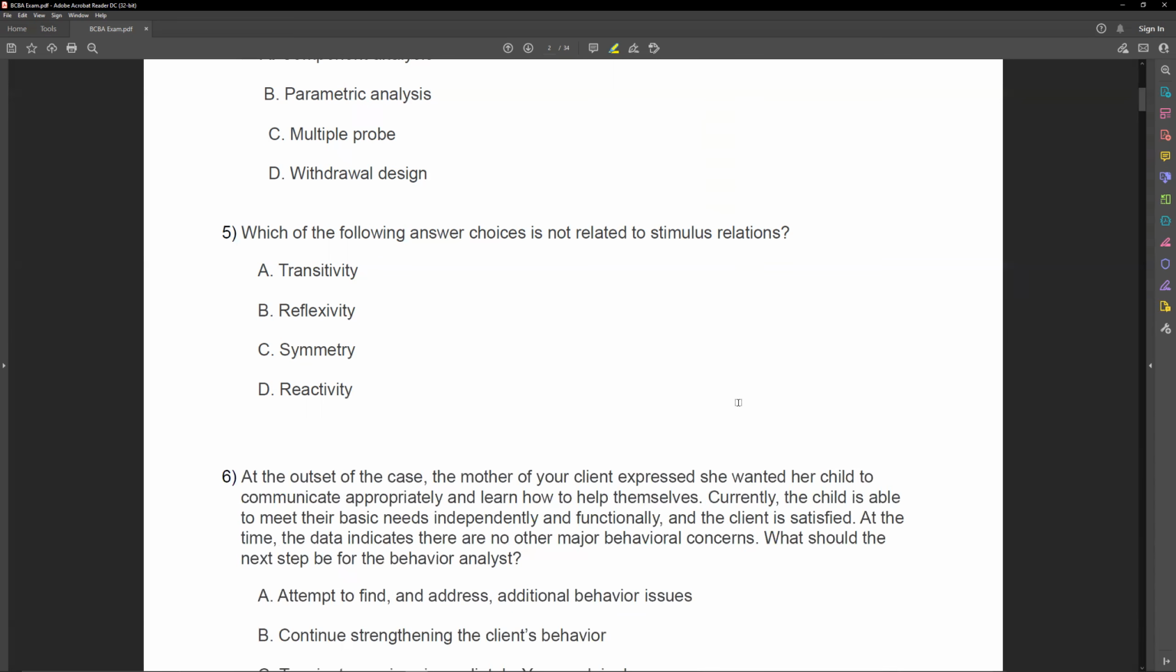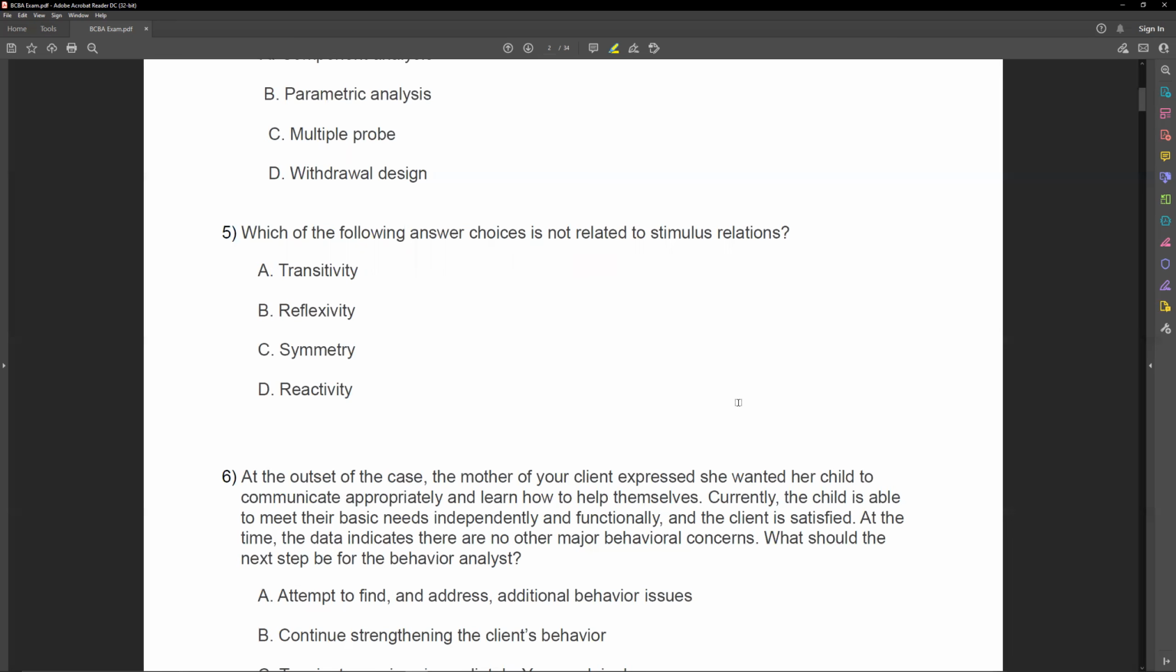Which of the following answer choices is not related to stimulus relations? So what are stimulus relations? These are our derived learnings, okay? Matching to sample. We teach A equals A, right? And then we teach A equals B, and then therefore B equals C, A equals C, right? Our whole idea that these derived relations between pictures and words and typed words, okay, all create these samples that match each other, right? Which of the following is not related to that?